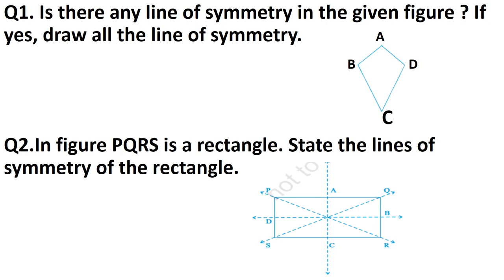Second, in the figure PQRS is a rectangle. State the line of symmetry of the rectangle. Means you have to tell the name of symmetry. Lines which are symmetrical, which are making this rectangle PQRS symmetrical, you have to tell the name of those lines.